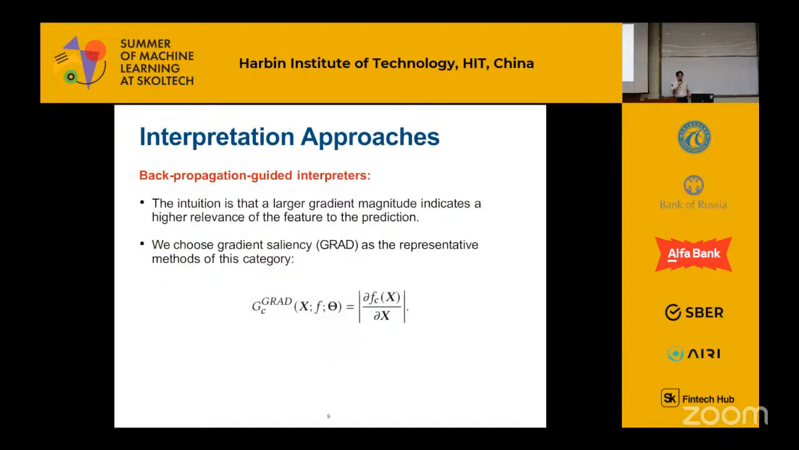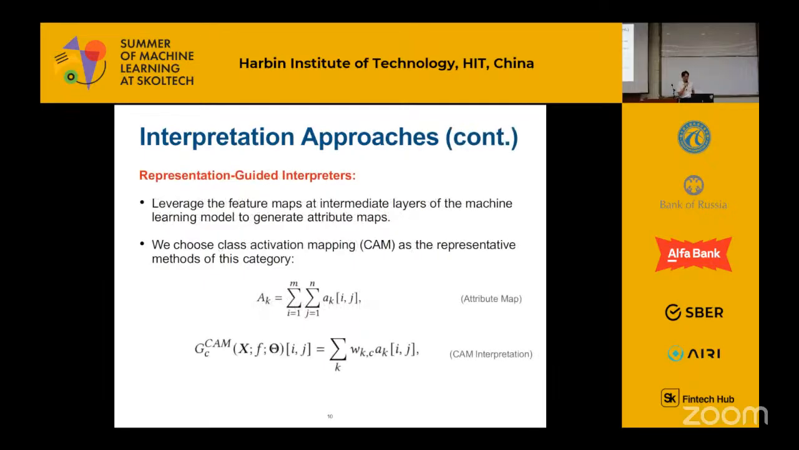For the interpretation approaches, I will also have two representative ones here. The first is called the backpropagation-guided interpreter. It is calculated by taking the gradient of the prediction result f_c(x) with respect to the input x. It is a very well-known interpretation method from the early stage. The second one is CAM, the class activation mapping. This is quite widely used in computer vision papers.